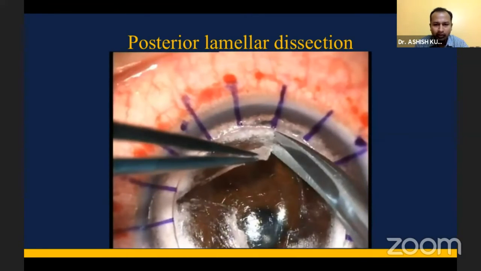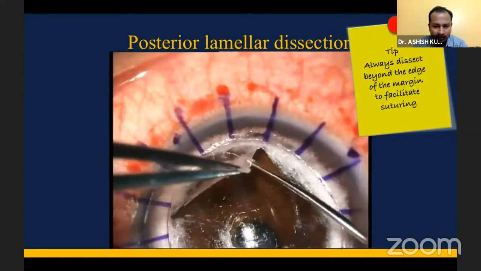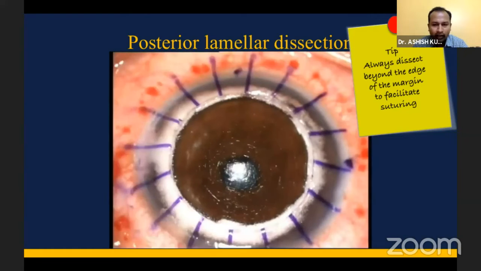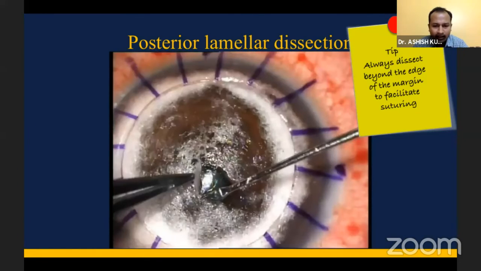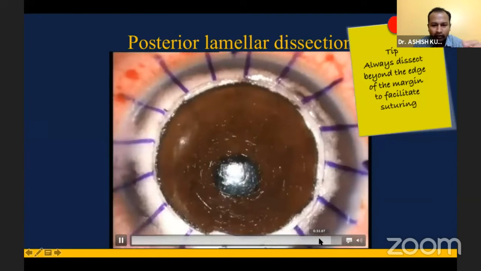Another very important tip here is when you're dissecting, try to go beyond the margin of that graft-host junction, so that if you go beyond and dissect it, you'll have that edge to hold when doing the sutures.